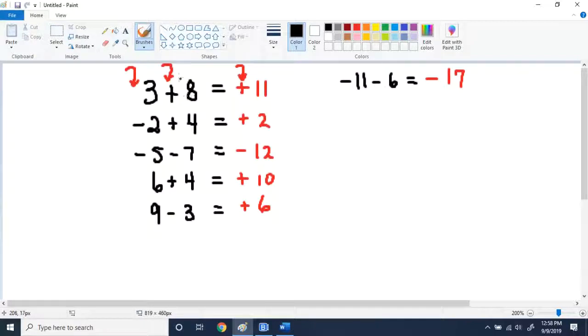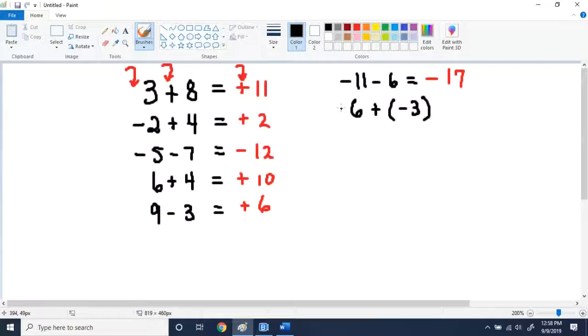So it's pretty simple. Just look for the number, take the sign of that biggest number, that's going to be included in your answer. If the signs are the same, you add. If the signs are different, you subtract the two numbers. And there's going to be a time when there's more signs than numbers. So let's take a look at that example.